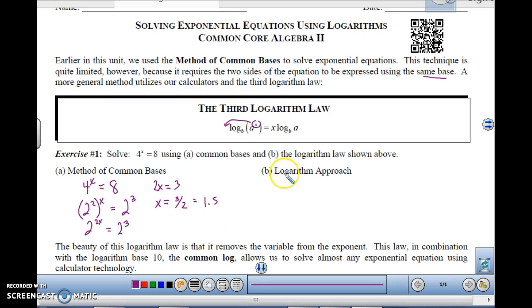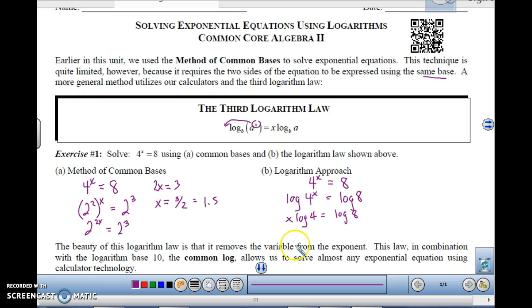Okay, now the logarithm approach. What we're going to do is take the log of both sides. So we're going to say log of 4 to the x is equal to the log of 8. Now to get the x down as the exponent, because remember a logarithm is an exponent, we're trying to figure out what the value of the exponent is. The logarithm rule says this goes out front and becomes x times the log of 4 equals the log of 8.